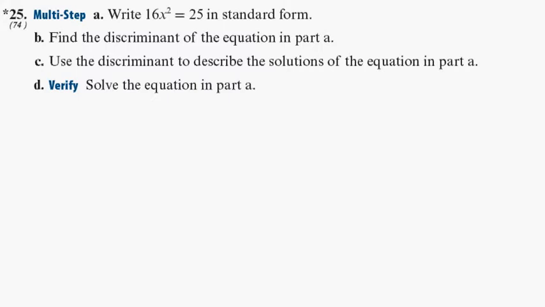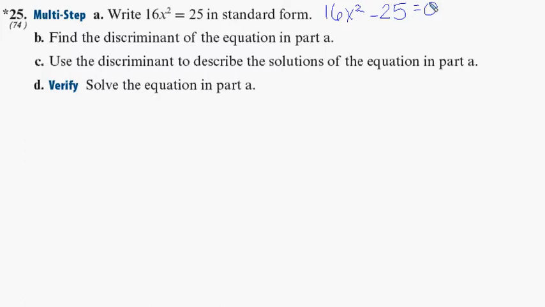Go through this systematically. 25A is asking us to write this in standard form. So standard form, as you will recall, forces us to write everything and set it all equal to 0. So that's 16x squared minus 25 equals 0. Obviously, the middle term is not there, which is fine. We don't have to have it.